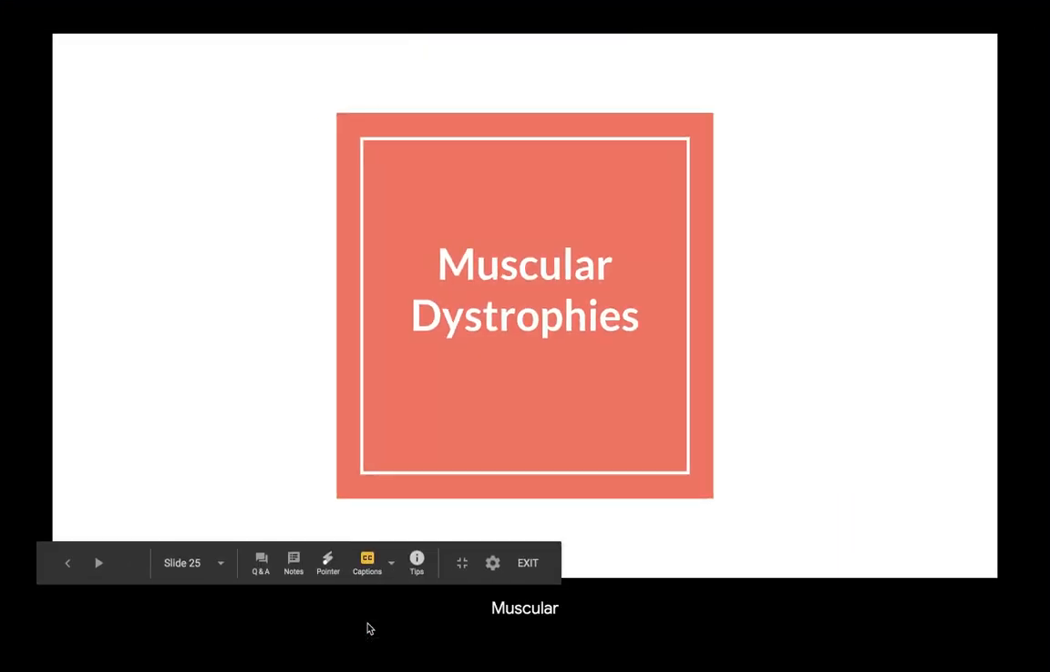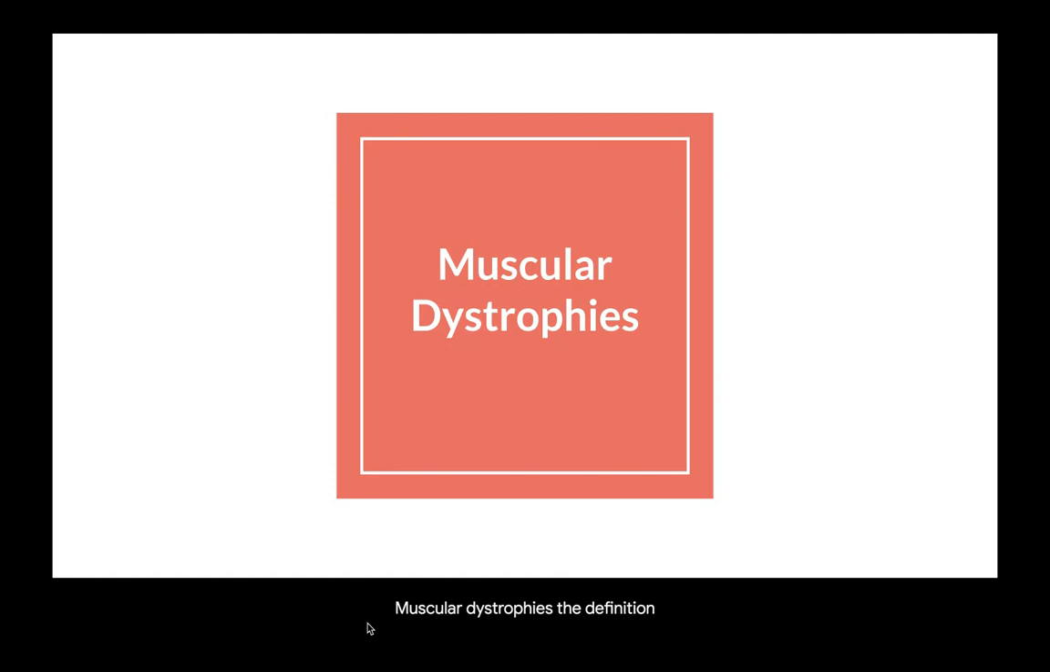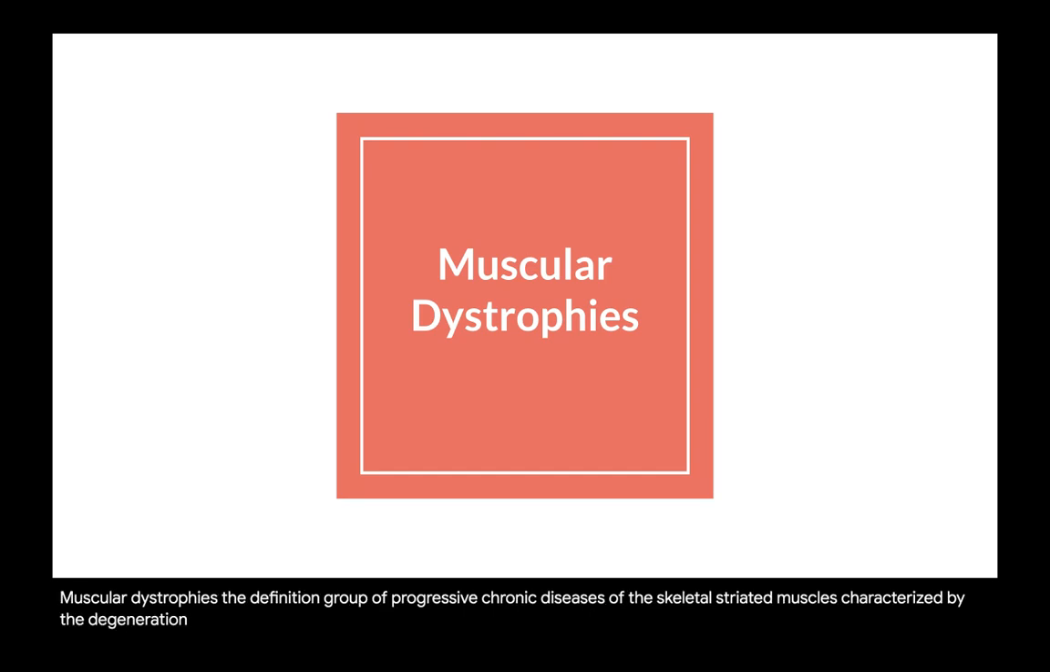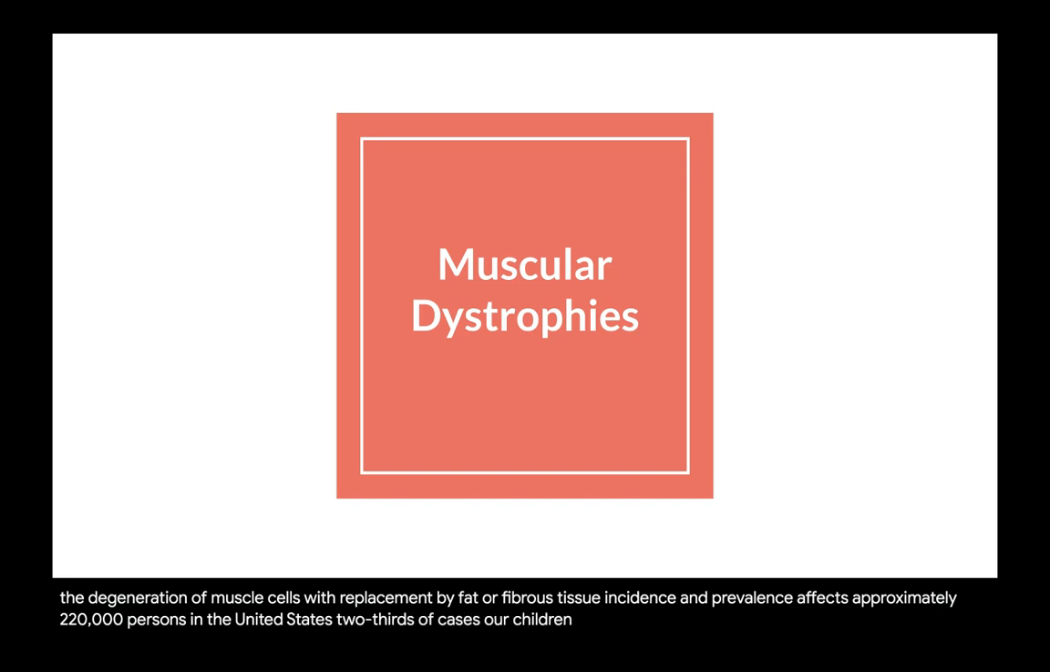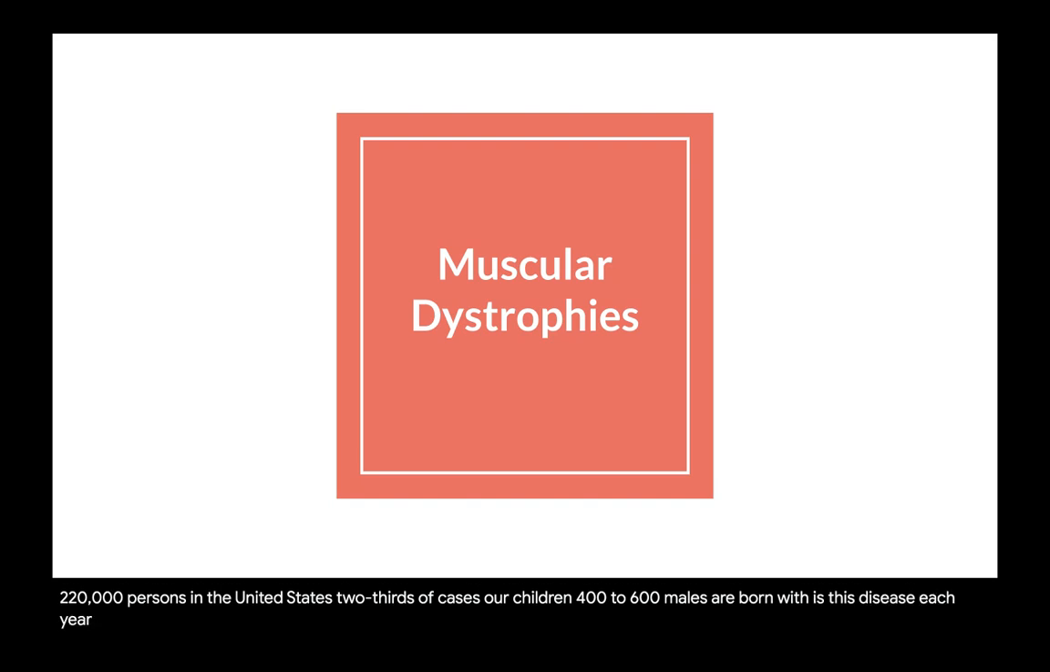Muscular dystrophies. The definition: a group of progressive chronic diseases of the skeletal striated muscles characterized by the degeneration of muscle cells with replacement by fat or fibrous tissue. Incidence and prevalence: affects approximately 220,000 persons in the United States. Two-thirds of cases are children.